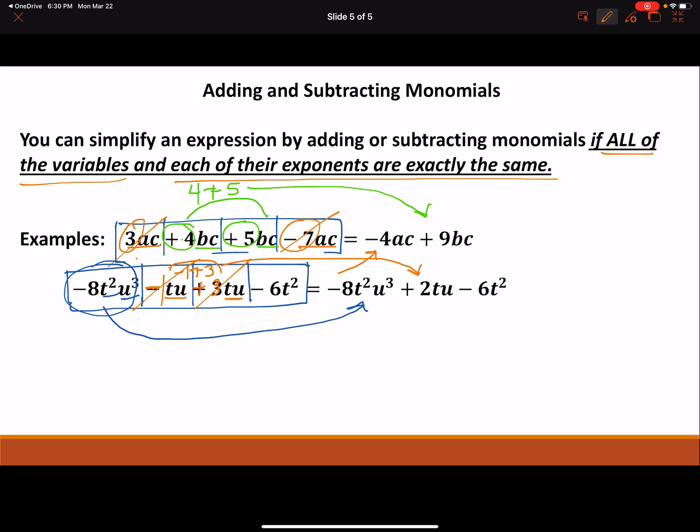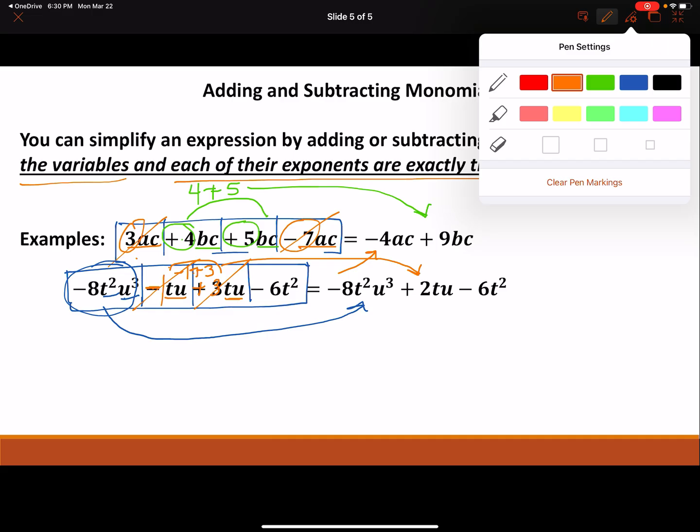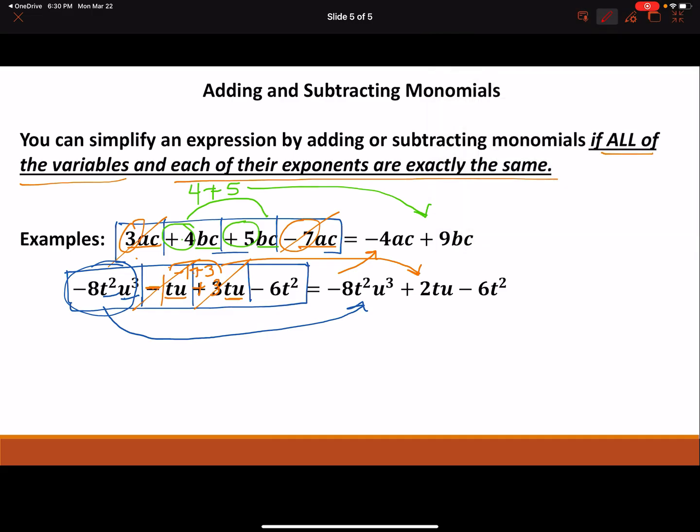So I finished those. And the third one, well, the third one's all by itself because there's nothing that just has t squared. So it's just going to move over to the answer, and it had a negative out in front of it, so it's a negative in my answer. So you could possibly have some terms or parts of the monomial that do not combine, so therefore they move straight to your answer.